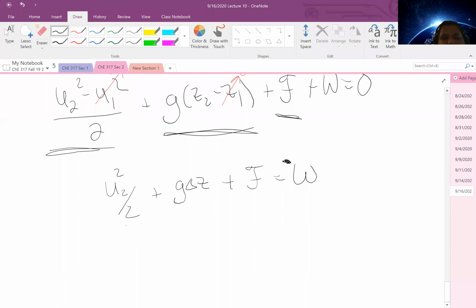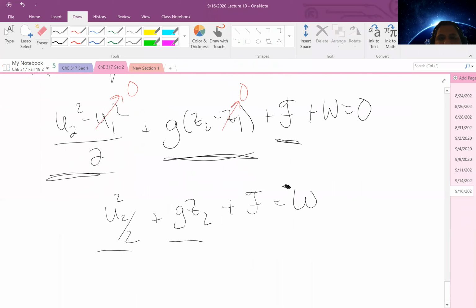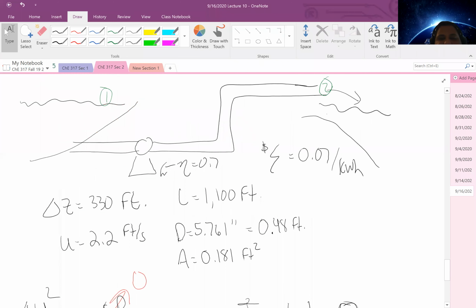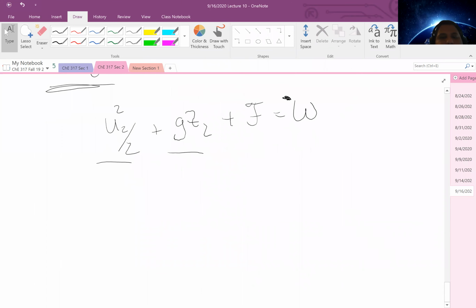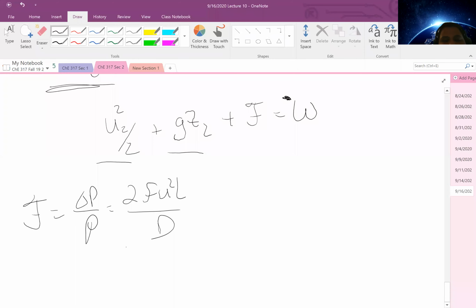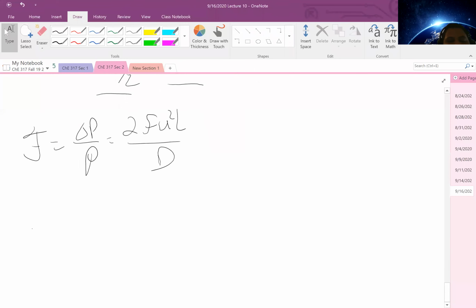So we have our velocity squared term. We know what gravity is. We know what our delta Z is, or our Z2. So the issue is we need to find our friction, which for this system, we're just going to consider skin friction, which means our friction is going to be delta P over rho, which is equal to 2F U squared L over D. So in order to find friction, we have to find our friction factor. So we need our Reynolds number, which is rho UD over mu.